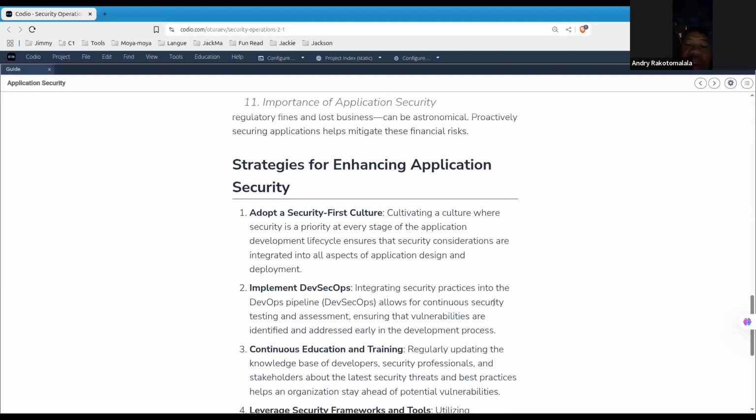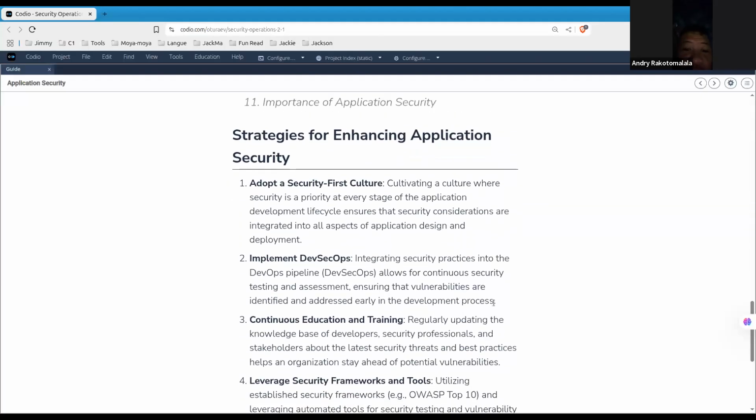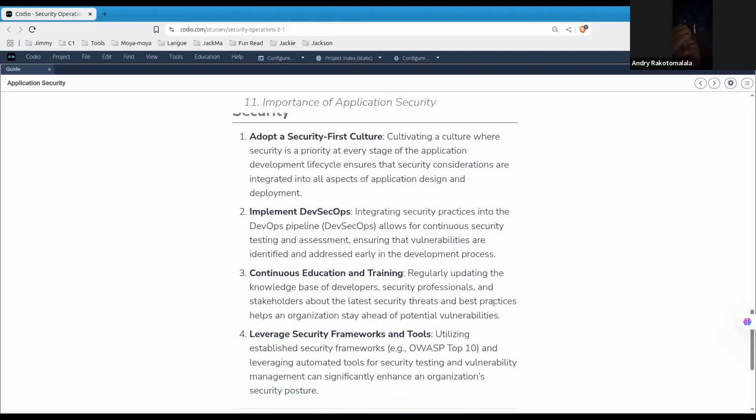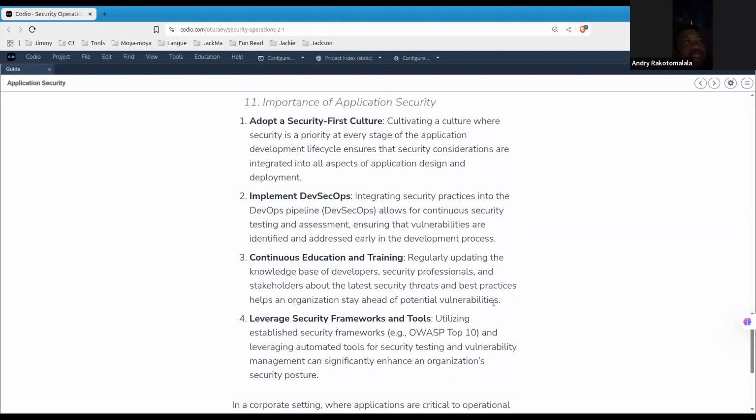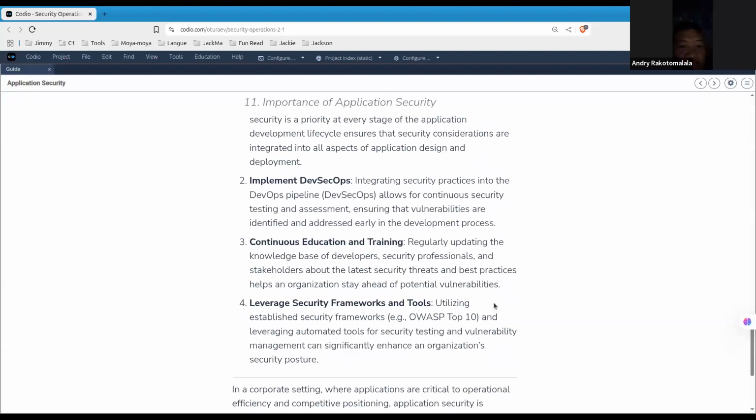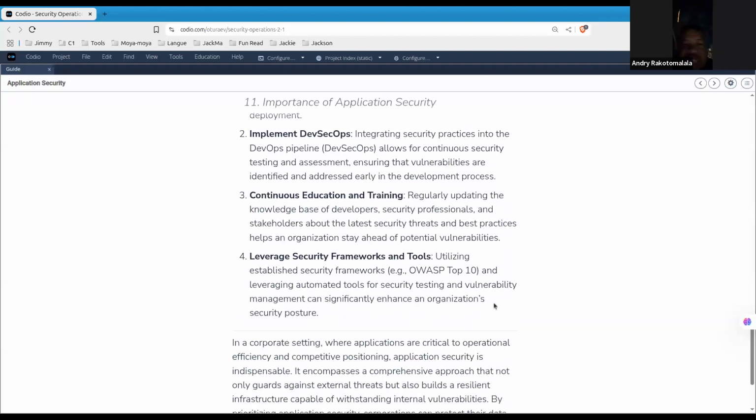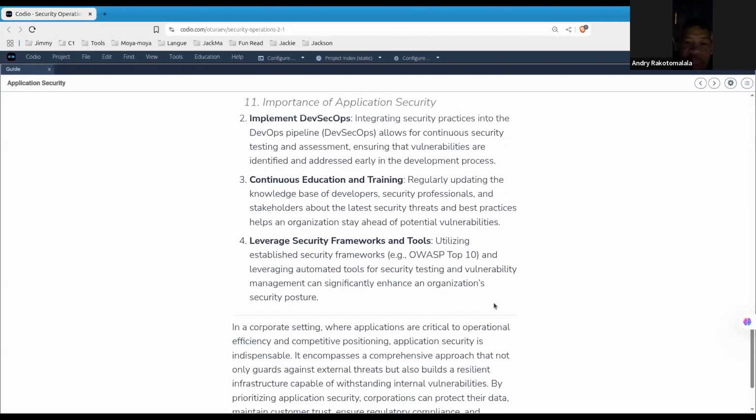So how can you enhance application security? Well, you have a security first culture. I think I've talked a lot about how security first is really important to integrate into your company culture. And then you can implement DevSecOps. DevSecOps stands for Dev Security Operations. In short, it just means that you have a development team that not only develops tools, but they develop it with security in mind. They're typically the people that help with the testing process.